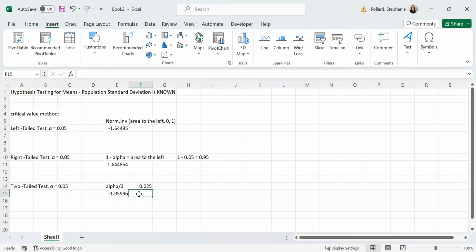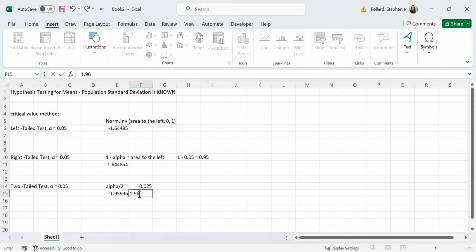And don't forget, you also have 1 on the right side, right? Because it's 2 tailed, so you would have 1 on each side. So you would use the same value, but the opposite sign there. So negative 1.96 and positive 1.96. Those would be your 2 critical values here.